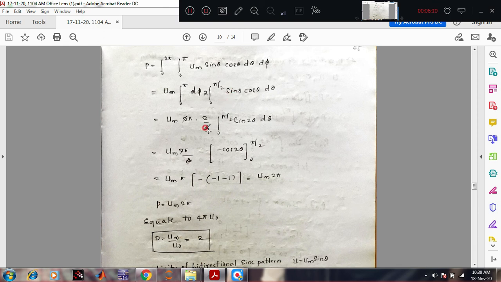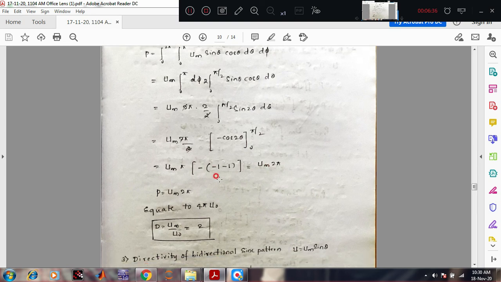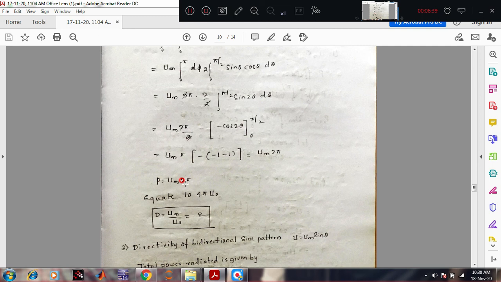So divided by 2 will be there. Integration 0 to pi by 2 sin 2 theta d theta will be minus cos 2 theta by 2, with limits from 0 to pi by 2. So Um pi as it is, minus as it is, cos pi minus cos 0. That results in minus 2 here, 2, therefore Um 2 pi. Therefore P is equal to Um 2 pi.